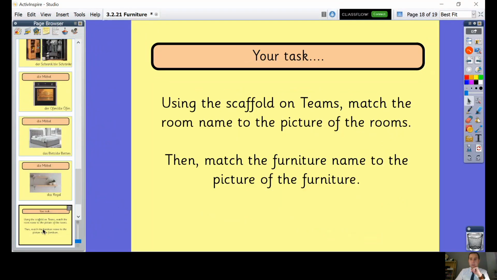And I'm just going to finish our lesson by going back to the slides that we were using for your task this afternoon, Year 5. You've got a scaffold which is going to be given to you on Teams, and obviously if you don't have access to Teams, then this is going to be difficult. So please try and get onto Teams. You've got to match the room names to the picture of the rooms, and that will make sense when you see it on the sheet. You can use the knowledge organizer to help you. And then I want you to match the furniture name to the picture of the furniture. So again, it's a matching exercise.